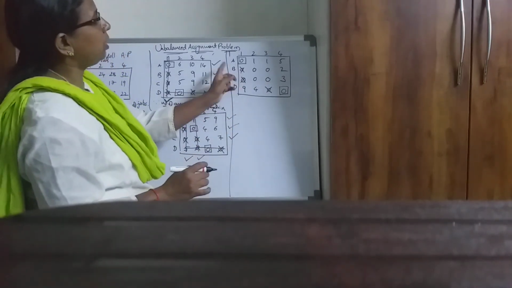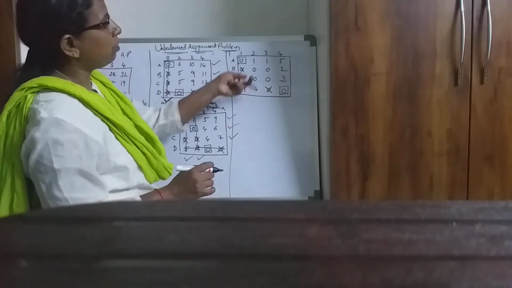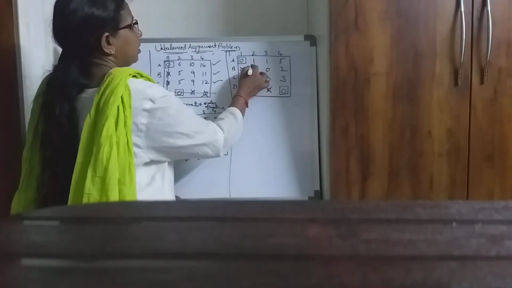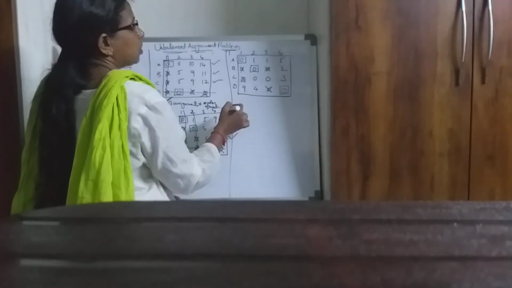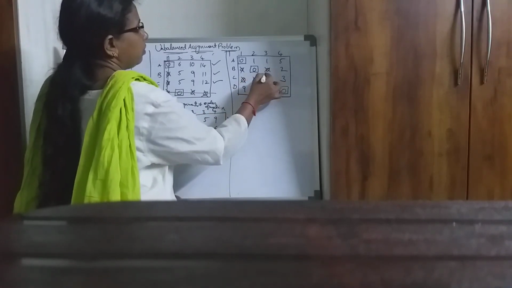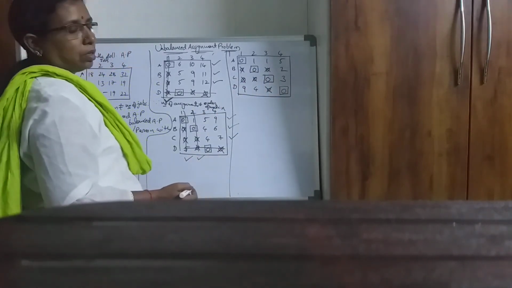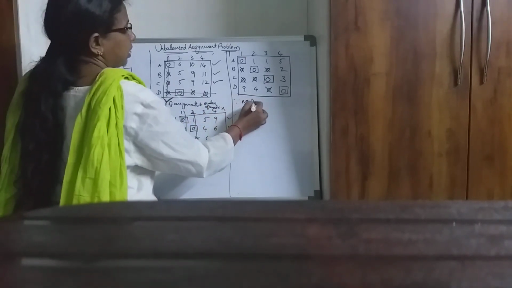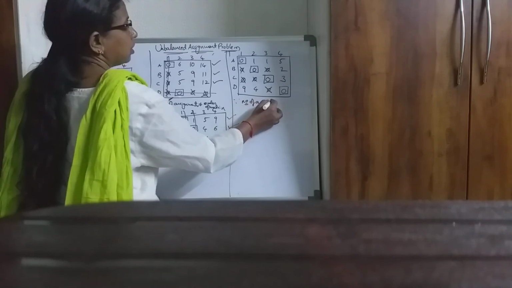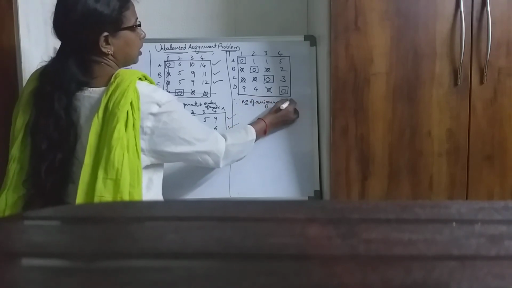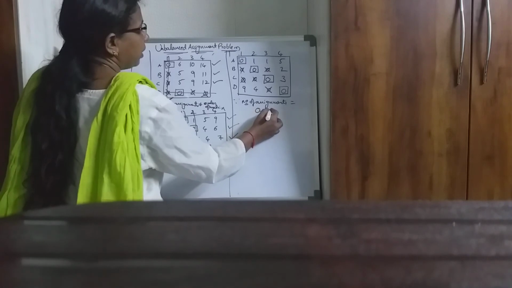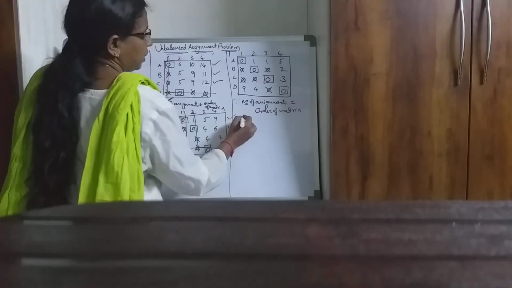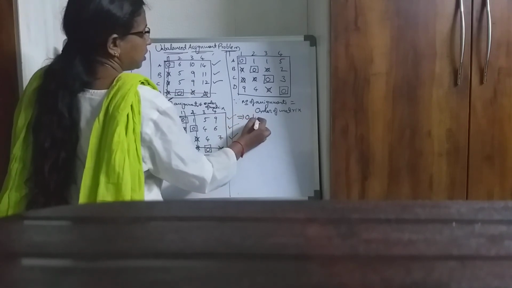Now here you can see row wise you have 2 zeros, column wise also you have 2 zeros. So you can assign anywhere. If I am assigning here, then this one will get crossed off and this one will get crossed off, and I will get an assignment here. So now I got the number of assignments equal to the order of the matrix. So it implies what? Optimum solution is obtained.